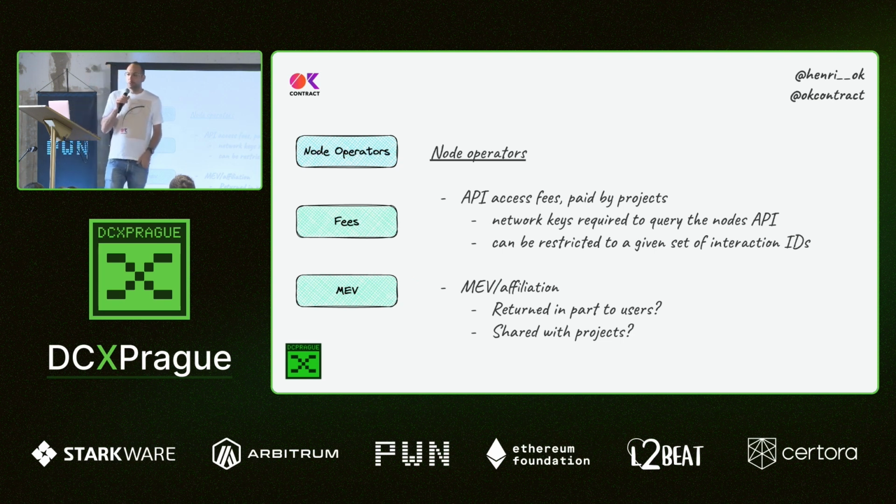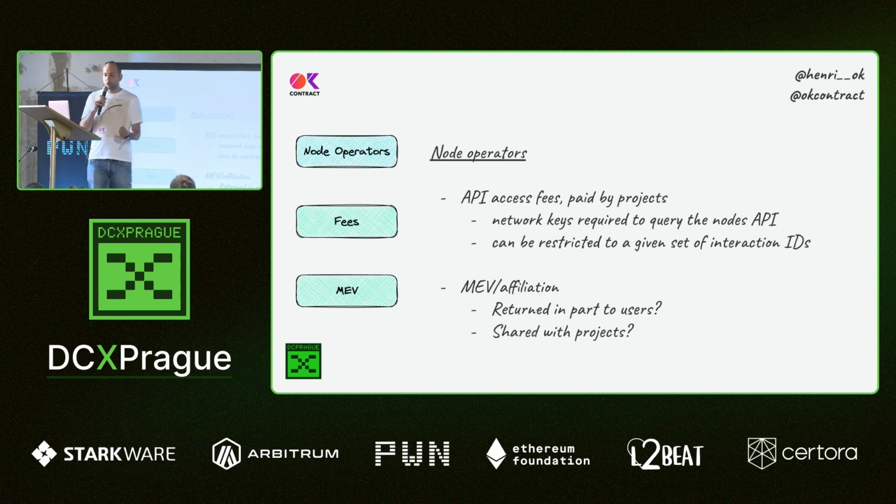So how it should work, basically, for the sustainability is we will have a community of node operators who will get API access fees paid by projects. There's one thing that we can do, which is make sure that an API key is only used for, let's say, a predetermined set of interactions, which is something that is not easy to do with RPC nodes.